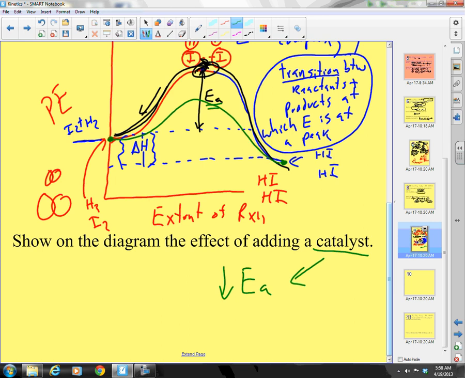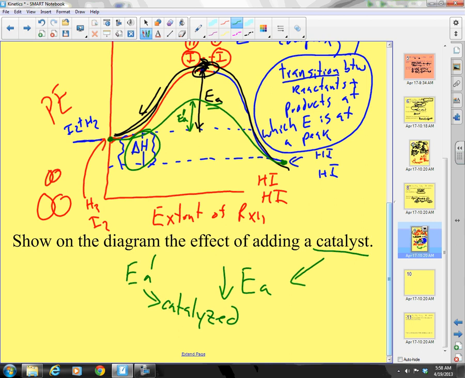And right here, from here to here, is my activation energy, and we'll put a prime here so that EA prime means catalyzed. Got it? There we go. Notice my delta H is the same, right?